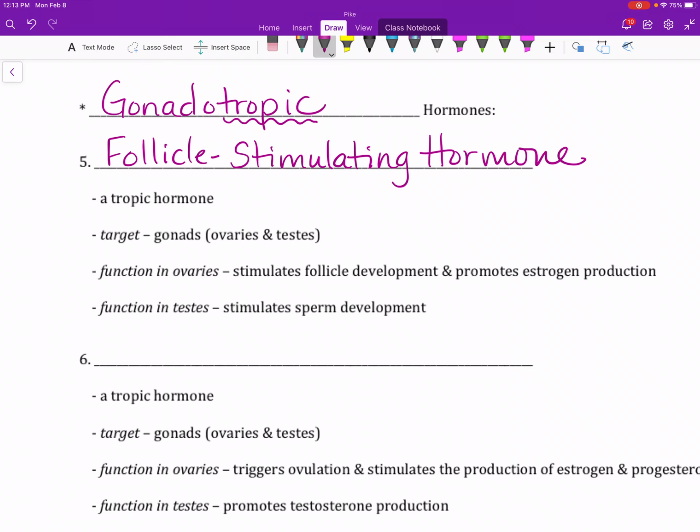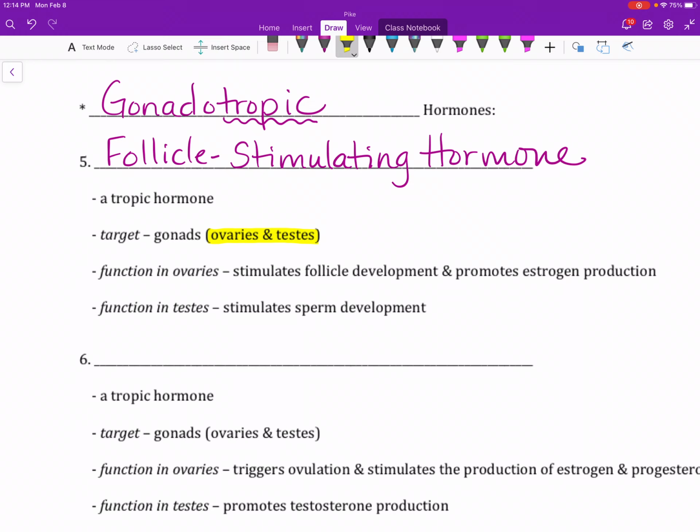The follicle stimulating hormone is a tropic hormone. It is a gonadotropic hormone. It targets the gonads because it has it in the name, gonadotropic. The gonads are the ovaries and testes. Gonad just means the sex organ, the organ in a human body that produces the sex cell. The ovaries produce the female egg, and the testes produce the male sperm, the sex cell.